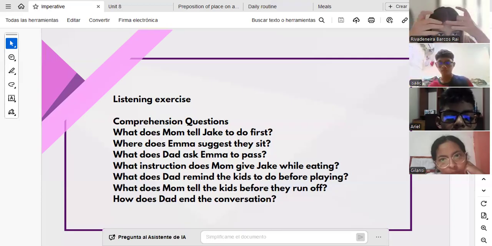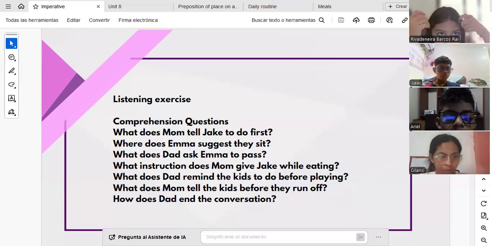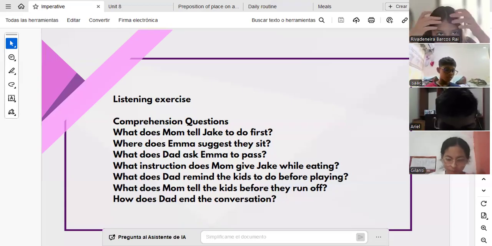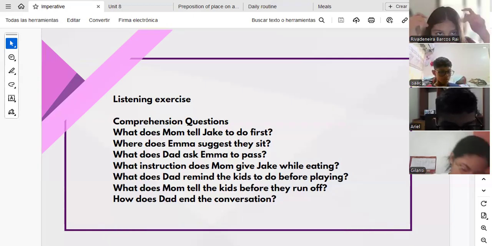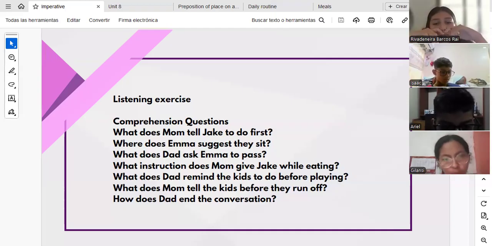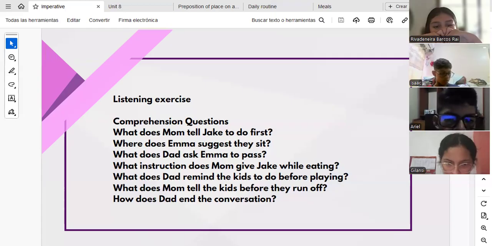Jake, put on your jacket. It's getting cold. Okay, Mom. Dad: Let's find a good spot for our picnic. Emma: Look, there's a big tree over there. Let's sit under it. Mom: Great idea. Jake, spread the blanket on the grass. Jake: All right. Dad: Emma, pass me the sandwiches, please. Emma: Here you go, Dad. Mom: Don't eat too fast, Jake. Enjoy your food. Jake: Okay. Emma: Can we play now? Dad: Yes. But first, throw your trash in the bin. Mom: And don't go too far, kids. Jake and Emma: We won't.